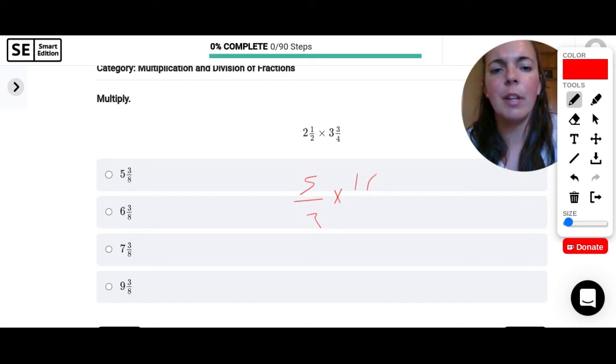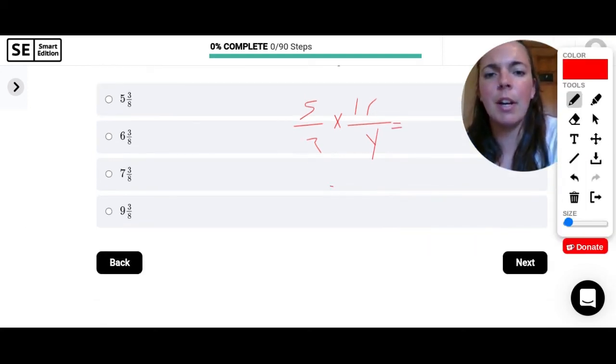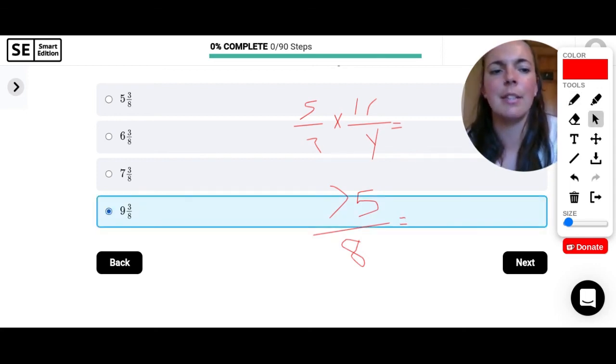It looks like we are just going to multiply across the top and the bottom here. So 5 times 15, that will be 75. And then 2 times 4 is 8. So 75 eighths. Looks like we need to turn it back into a mixed number. So 8 goes into 75 9 times with 3 left over. So 9 and 3 eighths.